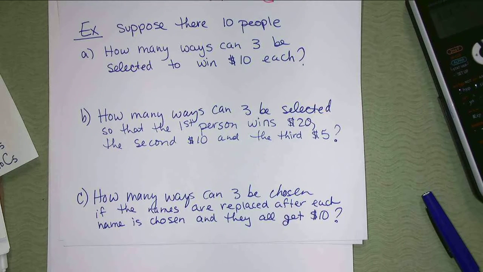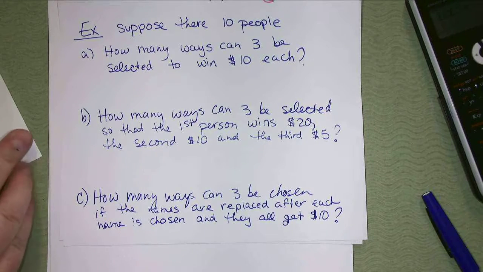So how many ways can 3 people be selected to win $10? How many ways can 3 people be selected? So the first person is 20, the second is 10, and the third is 5, so they get different prizes. And how many ways can 3 be chosen if the names are replaced after each name is chosen? So the same person could win $30, right? They could.